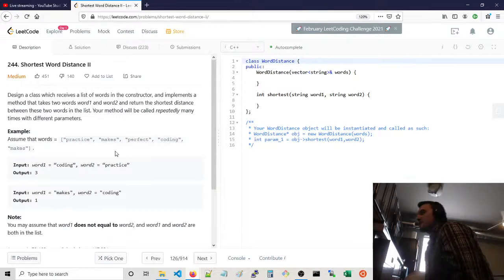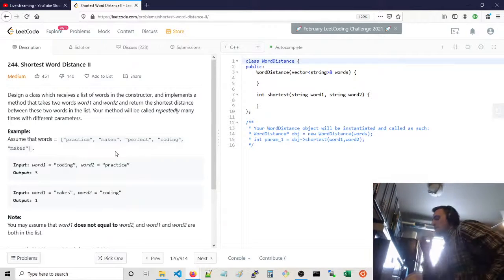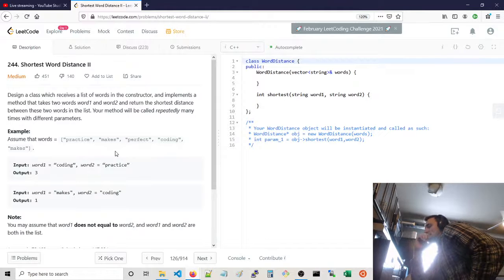Wondering if there's another way to look at this problem or to think about it. Maybe it's a graph problem of some kind. Not really. Another graph doesn't really help you that much.